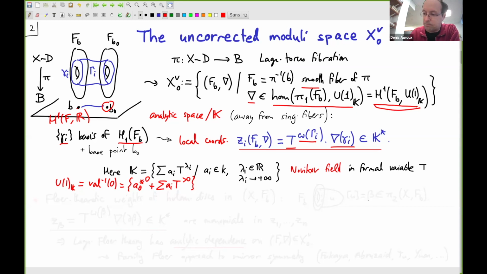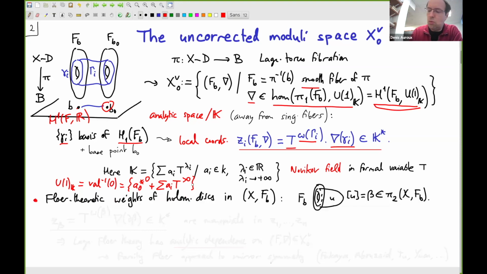Okay. So why is this analytic structure, so then this locally looks like a piece of (K^*)^n. And if I change my basis of H_1, or if I move my reference fiber, I will just change coordinates by some monomial coordinate transformation. Like each z_i will become some monomial in the other z_i's, a Laurent monomial. Okay, so why do I care about these particular quantities?